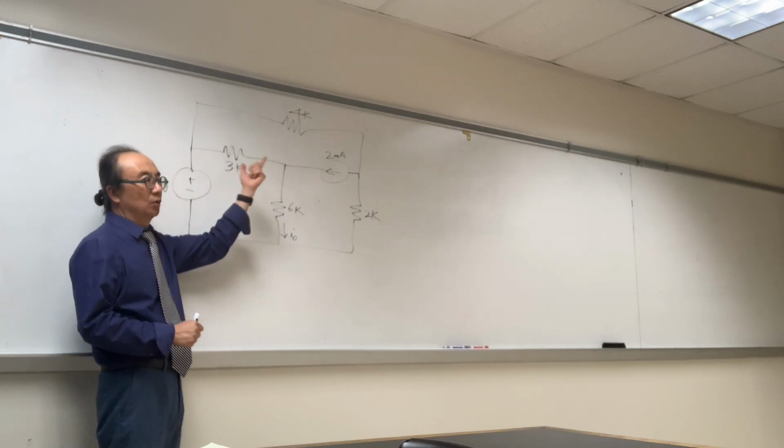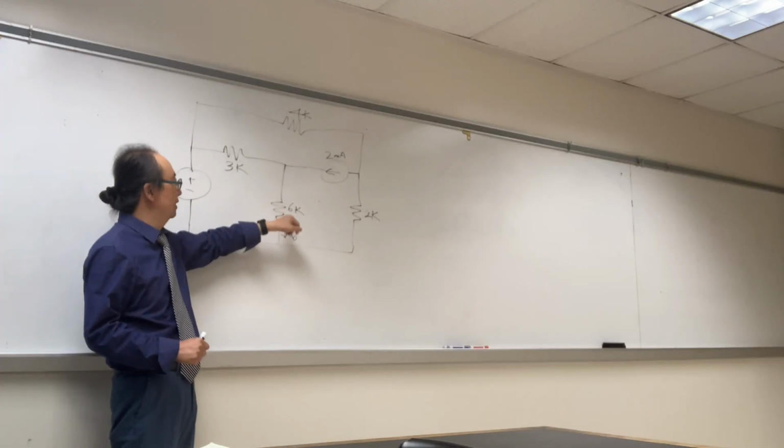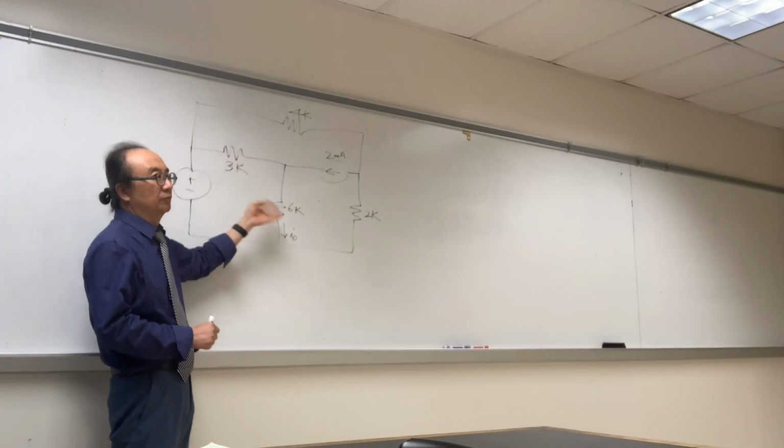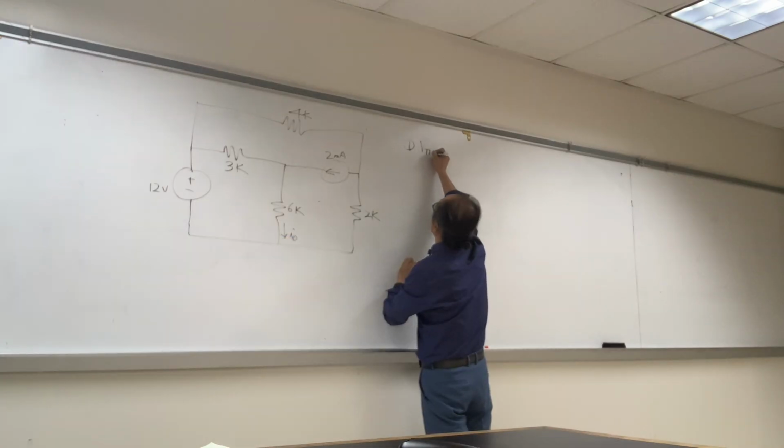When we work on the Norton circuit or Thevenin circuit, you are always asked to find V naught, I naught, given in one of these resistors. So this is I naught. We're going to find VTH first.